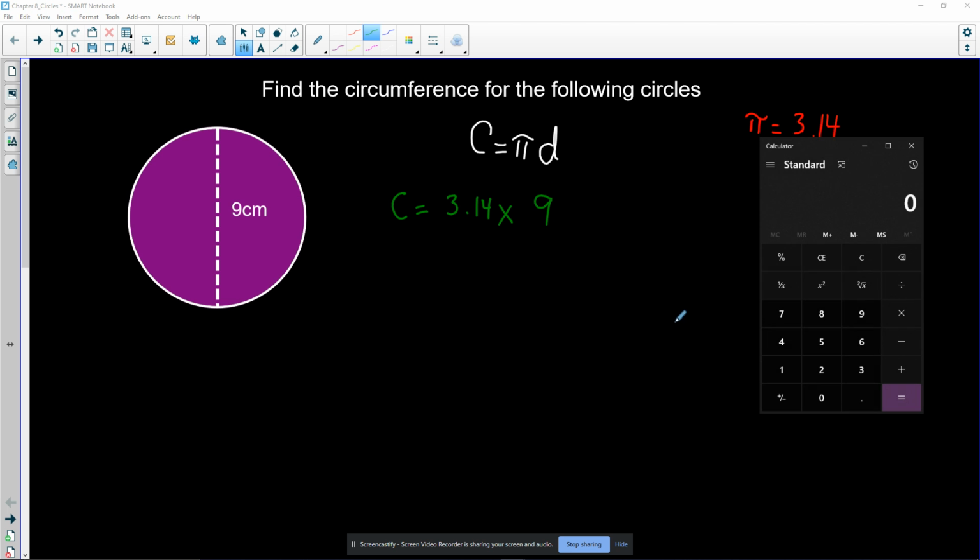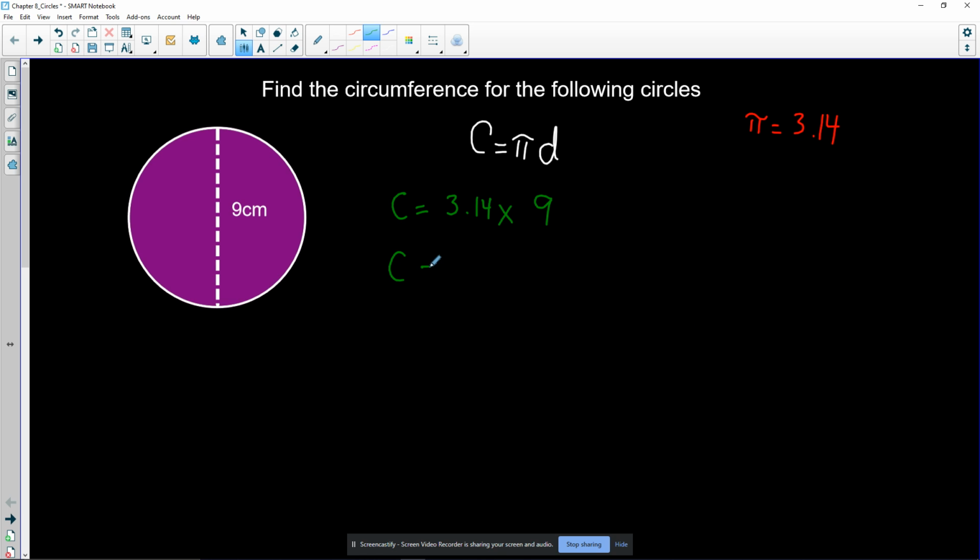I'll just bring up my calculator here and we'll just multiply that. 3.14 multiplied by 9 is going to be 28.26 centimeters, because that's going all the way around the circumference.